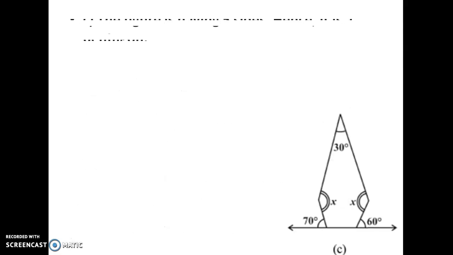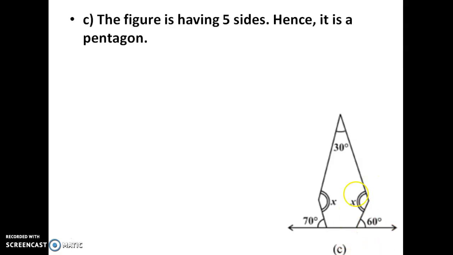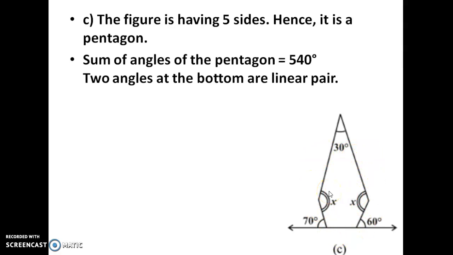This is one figure. We have to find the value of x. How many sides are there? It's a figure with 5 sides: 1, 2, 3, 4 and 5. It's a 5-sided figure. So the sum of the angles of a pentagon is equal to 540. If you want, you can check with the formula also: 5 minus 2 into 180, you will get 540.